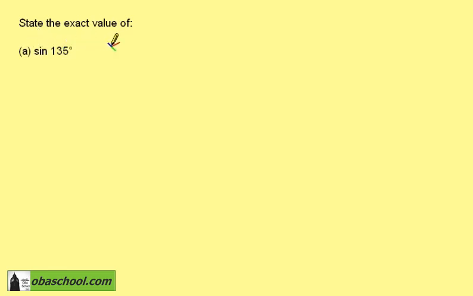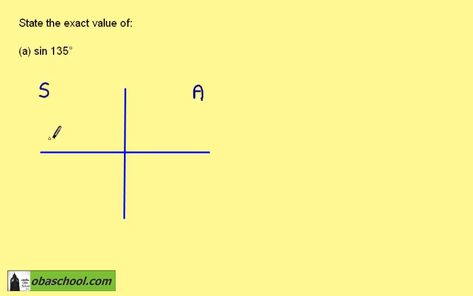For example, we want to state the exact value of the sine of 135 degrees. We start by sketching a CAST diagram. We mark the quadrants. We locate 135 degrees. It's between 90 and 180, and we mark it onto our diagram.